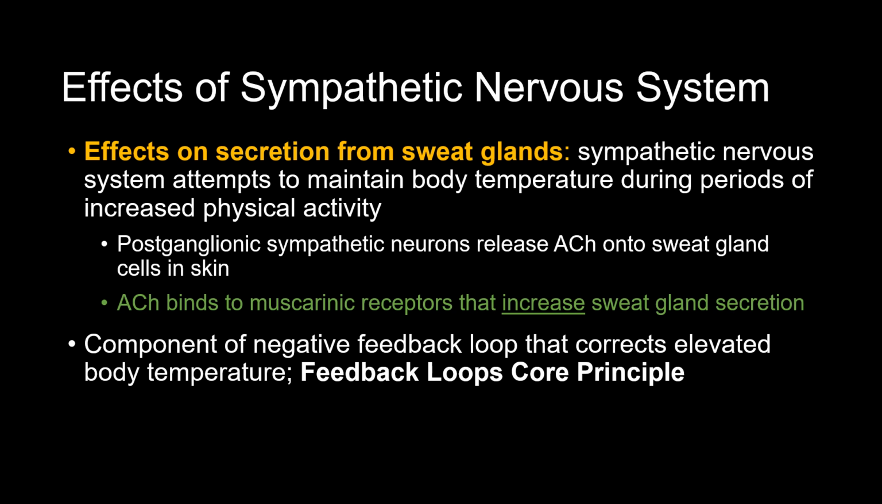Now, as I said, the sympathetic nervous system does affect sweating differently. When you're nervous or exercising, you sweat. This useful but often annoying attempt to help the body maintain temperature homeostasis is due to that post-ganglionic release of acetylcholine into cells of sweat glands of the skin. This acetylcholine binds to these muscarinic receptors and increases their secretions. This is another negative feedback loop that controls body temperature, which goes all the way back to the feedback loop's core principle that you guys have talked about.